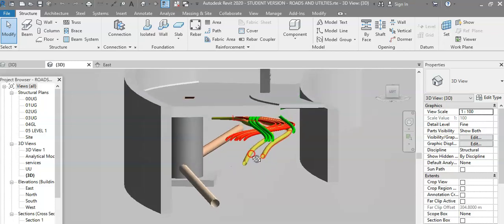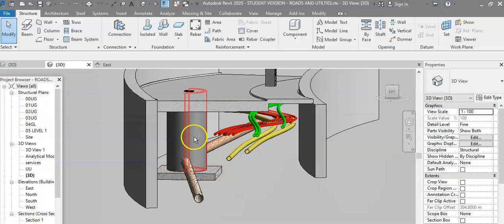What we see here in this project is a manhole with pipes and some ducts. These ducts are cables, some for electricity, water, gas, and some for the internet.